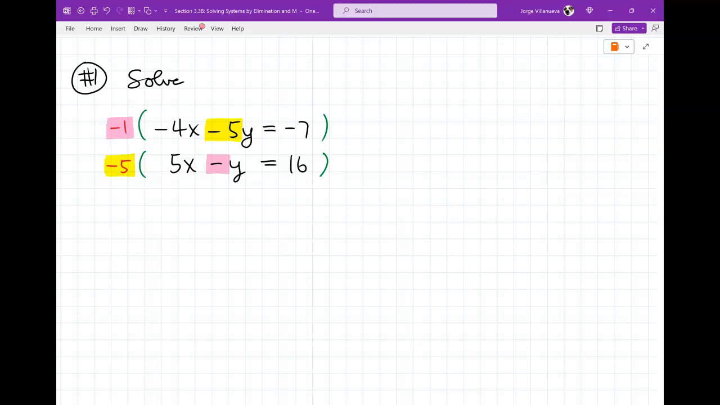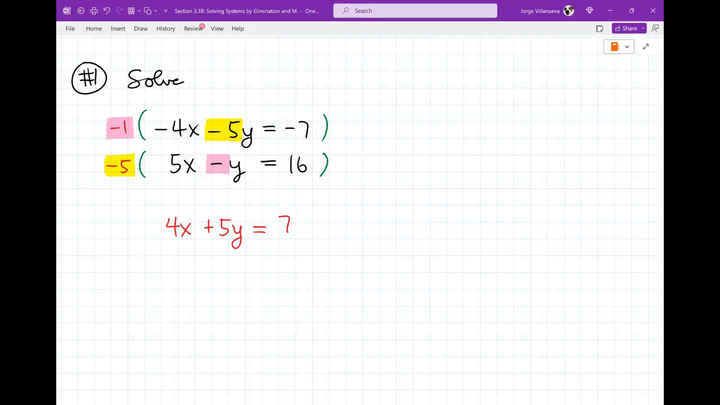I'm going to create brand new equations using those numbers up there. So this negative 1 is going to multiply here, here, and there. I'm going to erase those lines right now because it's going to get really messy, but those numbers are going to multiply in. All right, so here we go. Negative 1 times negative 4x is 4x. Negative 1 times negative 5y is positive 5y. Negative 1 times negative 7, positive 7. So far it looks almost the same, a little different, but almost the same.